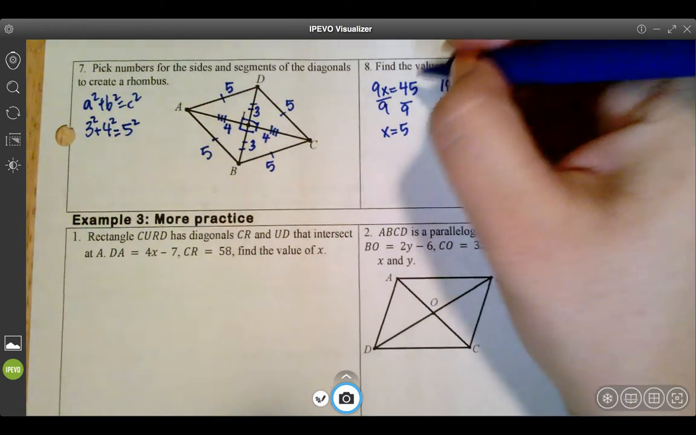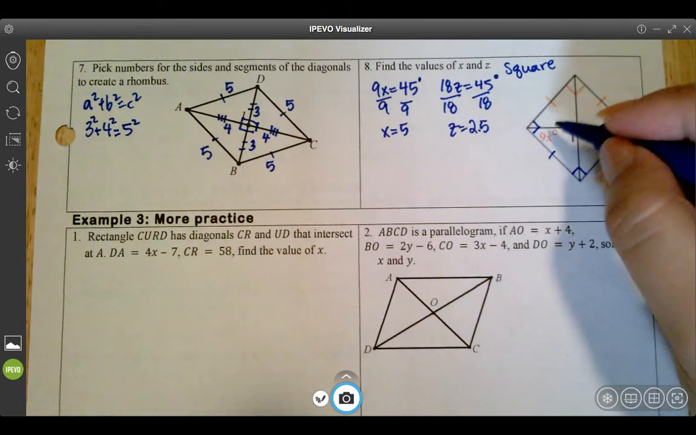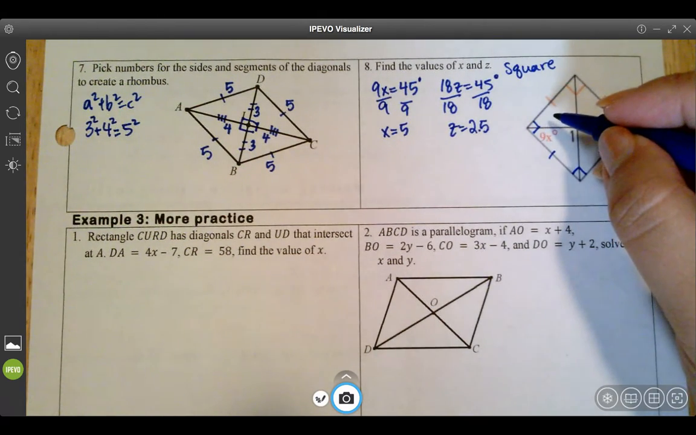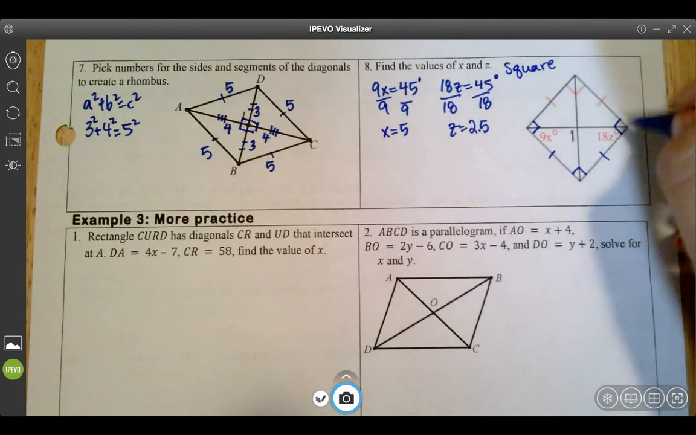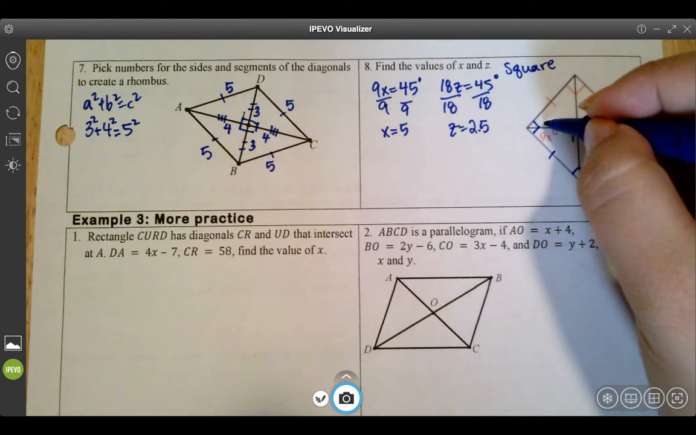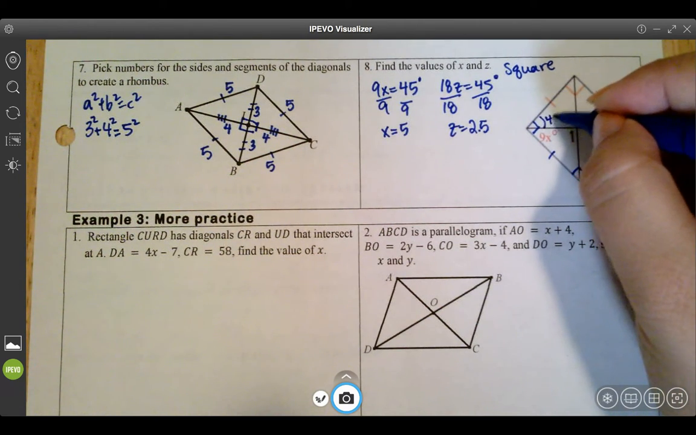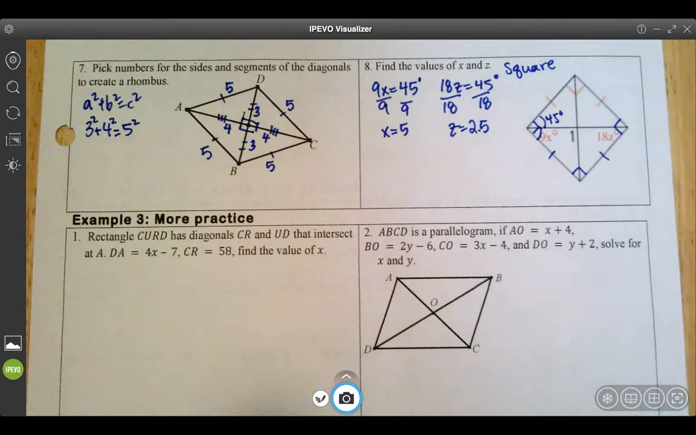Where did the 45 come from? The 45 comes from our previous example on the last page, where we saw that because these are angle bisectors, bisecting a 90-degree angle gives you two 45-degree angles.